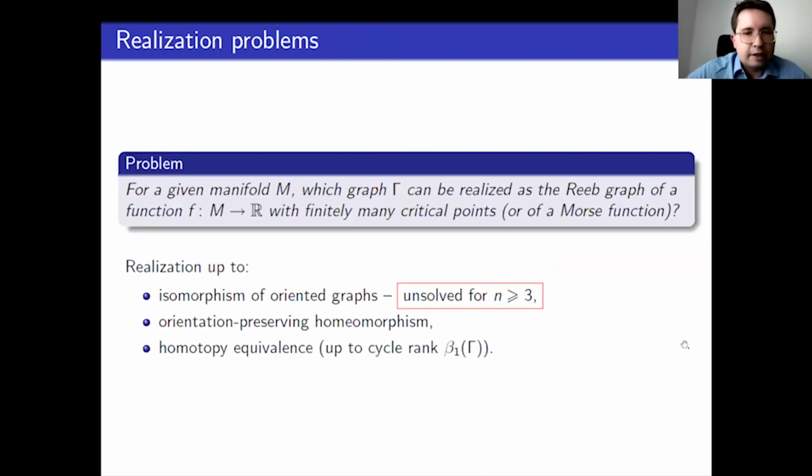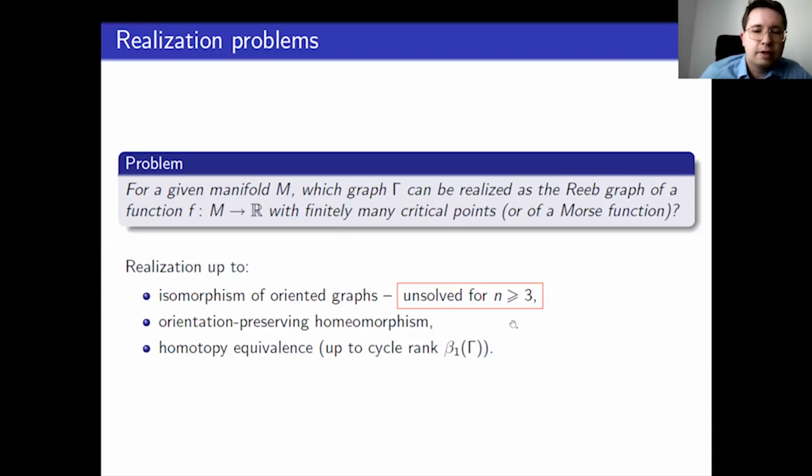The starting problem for my research was the following question: if we have a given manifold, which graph can be realized as the Reeb graph of a function, especially of a Morse function? I would like to emphasize that we have a fixed manifold M, so it is a harder problem than if we would like to construct both a manifold and a function. Realization can be up to isomorphism of oriented graphs, and it is still unsolved for higher dimensional manifolds. This problem can also be considered up to orientation preserving homeomorphism of graphs.